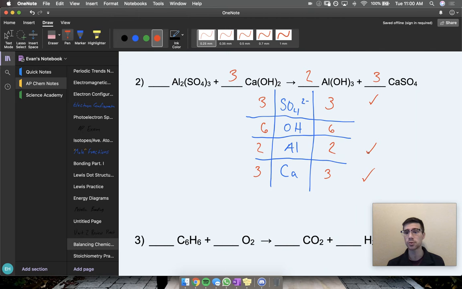Now, sometimes we'll have to go back and change these if we have to erase the checks if this coefficient here doesn't balance the whole thing. But let's see what we might need here to solve that. Oh, it looks like it's already solved, right? Our hydroxides are balanced and everything else is balanced. So it looks like we only need a coefficient here of 1. So our coefficients to balance this double replacement would be 1, 3, 2, 3. Awesome. Moving on.